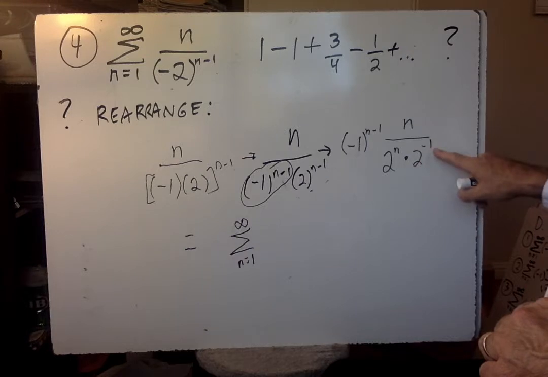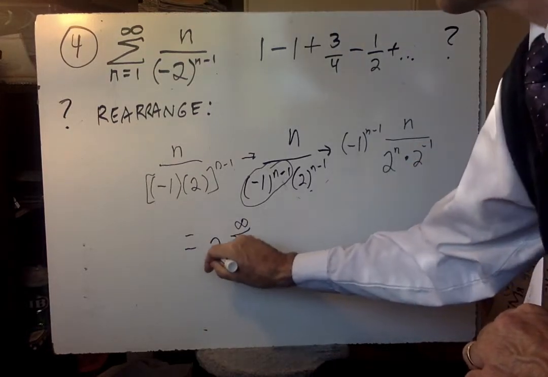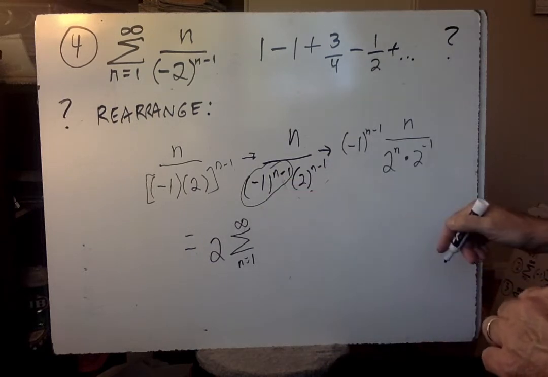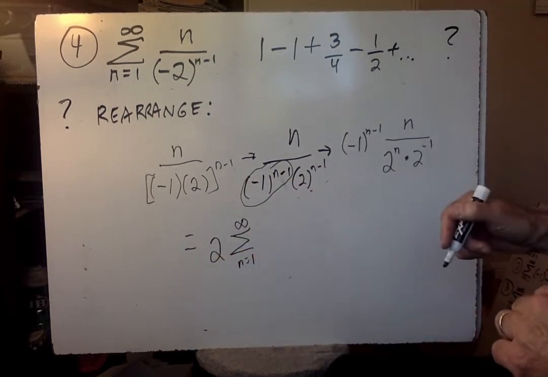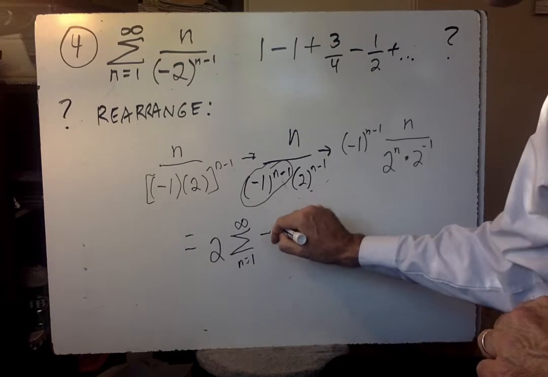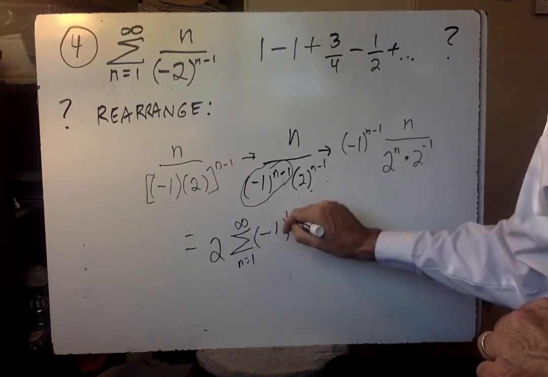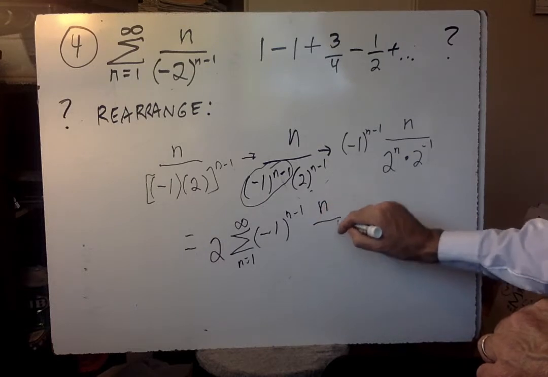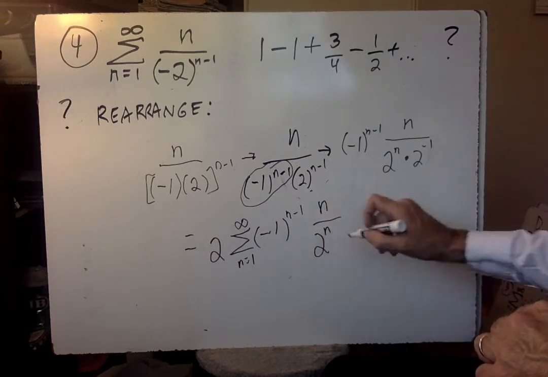This 2 to the negative 1 is like having a 2 on top. We can write that out front, just like factoring out a constant to the front of an integral. Then we don't have to think about it. It has no effect on whether it converges or diverges. Then we write the alternating operator here. That makes the series alternate. And then look what's left: n over 2 to the n.